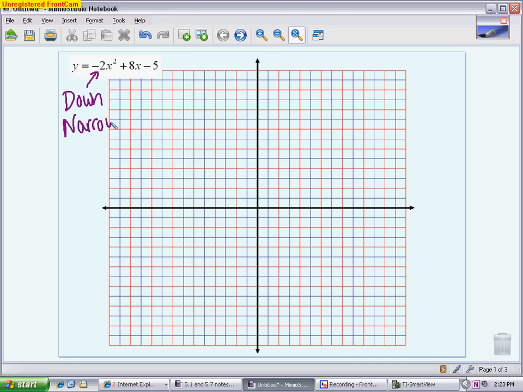Now, the nice thing about these questions is you have a calculator. So every single time you are asked to do one of these problems, graph it on your calculator. We're going to do that in a second, and verify these answers that you're writing down.